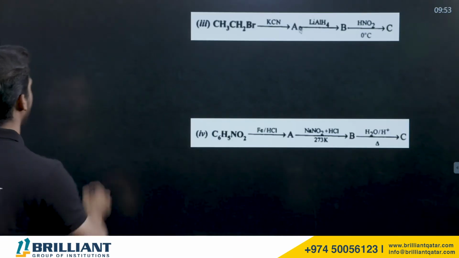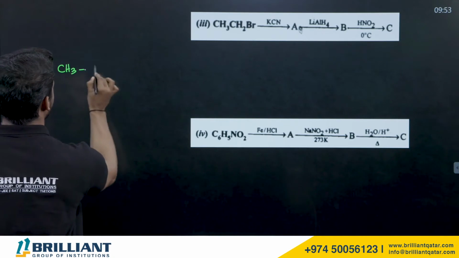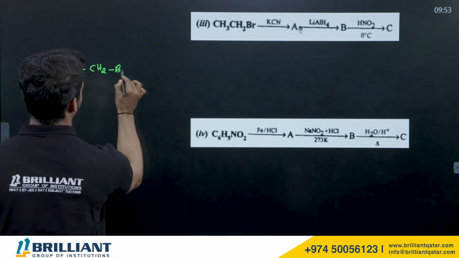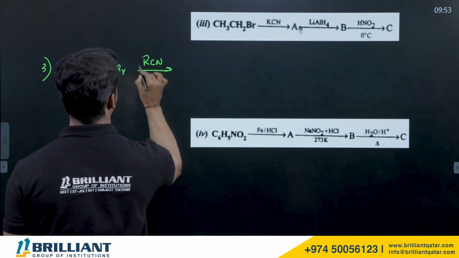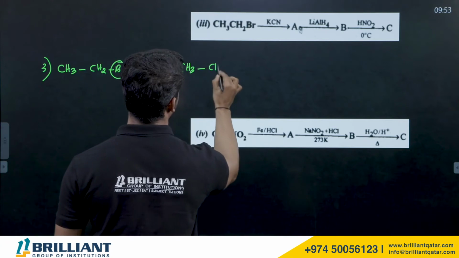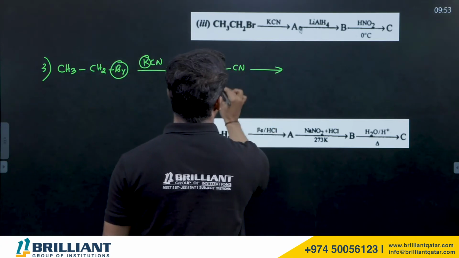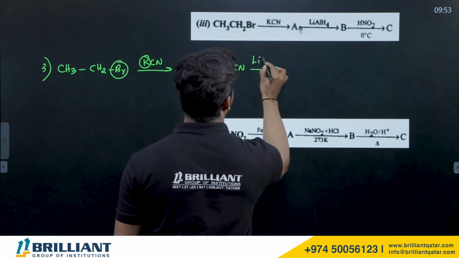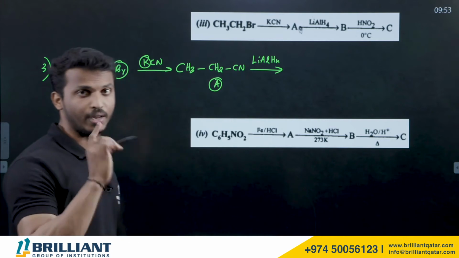Next one. Question number 3. Starting material is ethyl bromide, CH3CH2Br, ethyl bromide. It is treated with KCN. Again, what happens? KBr is eliminated, the cyanide group will substitute, giving CH3CH2CN, propane cyanide. And this is your compound A. It is treated with lithium aluminium hydride. You know, lithium aluminium hydride is a reducing agent.